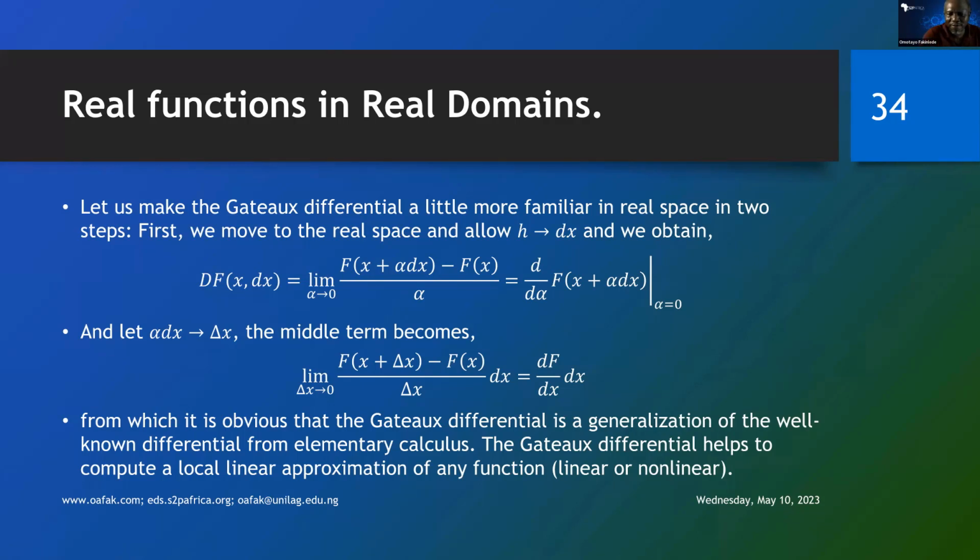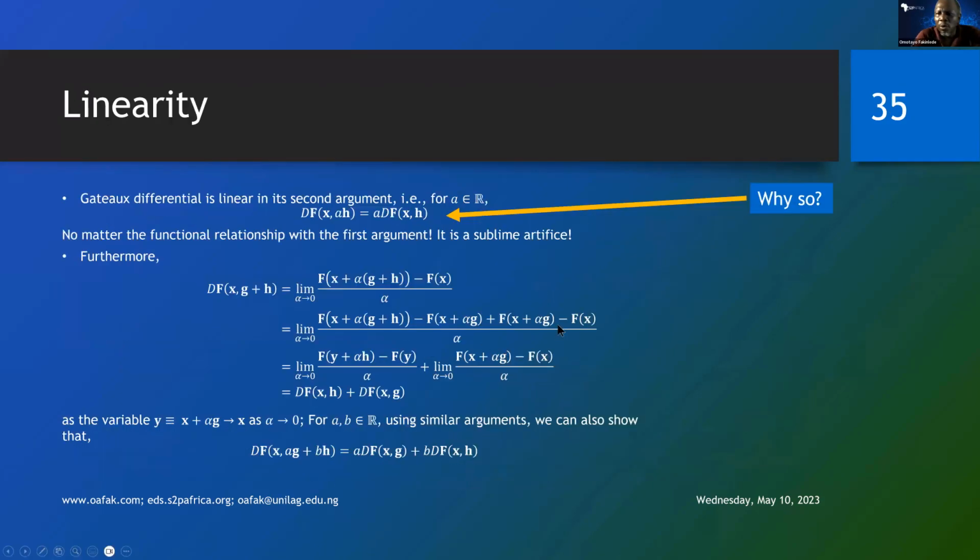But if it is now a vector and tensor, we have new powerful tools to deal with the problems that we would have had. The Gateau differential helps to compute local linear approximations of any functions, linear or non-linear. I will stop there, and by next class, we will start on page 35. Since we have gone 2 rounds on the first few pages, I don't think we need to worry again.